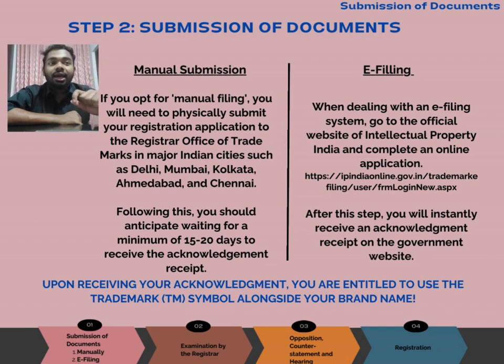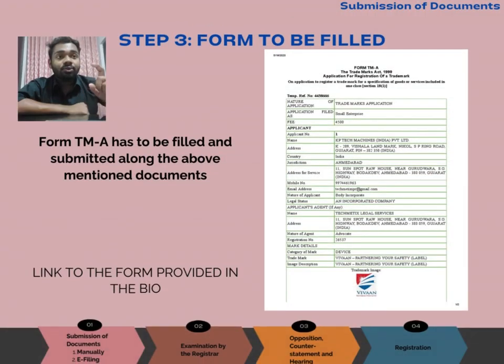Go check it out. So once you have submitted your application, either manual or online, you receive an acknowledgement slip. When it comes to manual filing, it will take at least 15 to 20 days, whereas if it is e-filing, you will get an acknowledgement slip instantly. Upon receiving your acknowledgement slip, you are entitled to use the TM symbol next to your trademark, which shows that your trademark is under registration process. Also, while submitting the documents, you will also have to fill out form TM-A, which should be attached with the other documents. The link for the form is provided there in the bio.